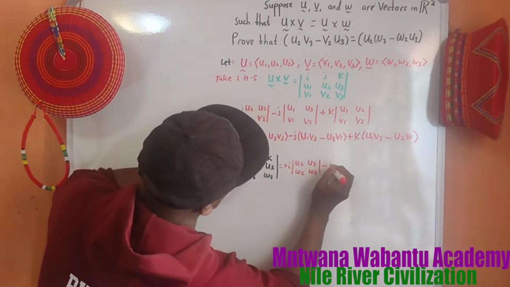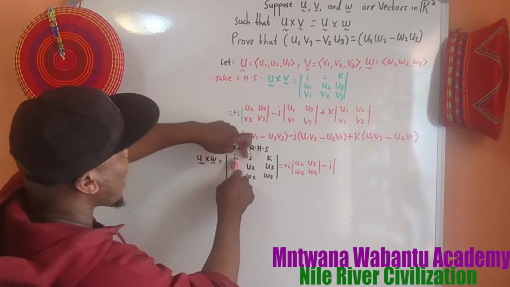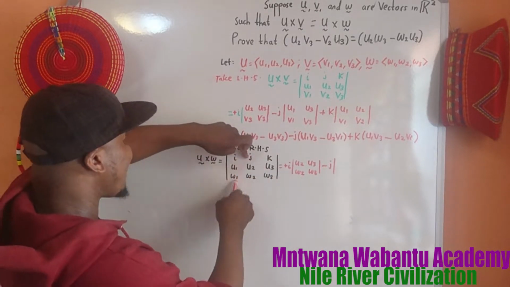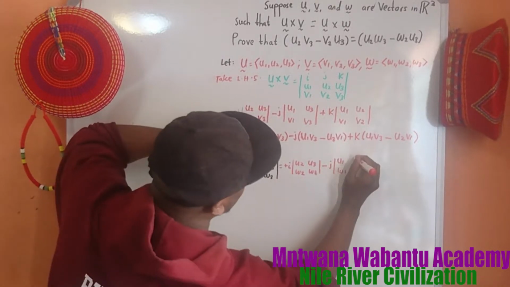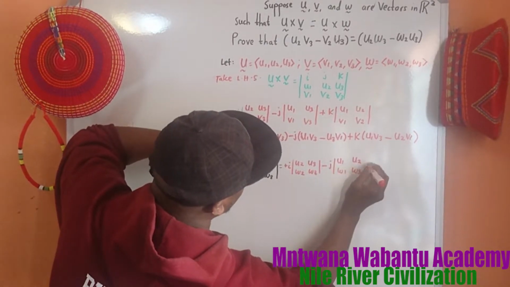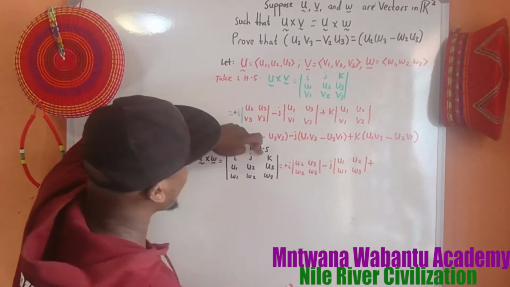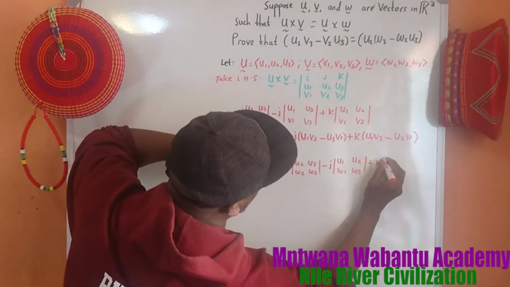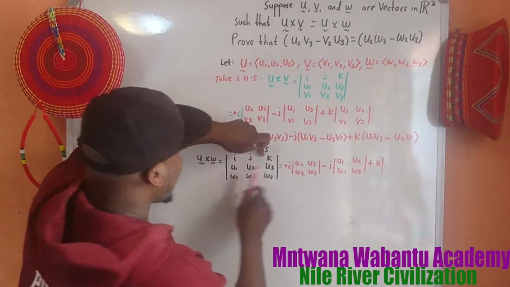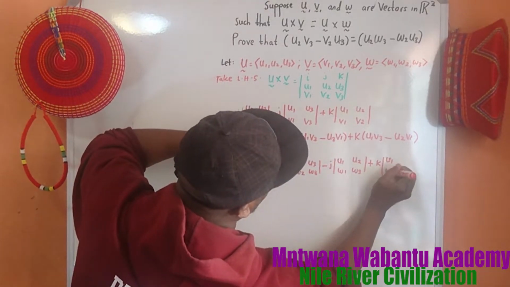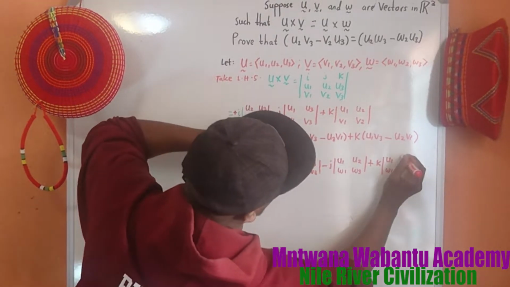J is negative J. So when I'm here, I don't need this line, I don't need this line. So U1 W1, and then U2 W3. Okay, now we go plus the last one, which is K. So for K, we don't need this, we don't need this. So U1 W1, U2 W2.